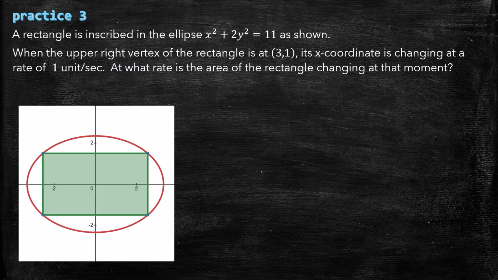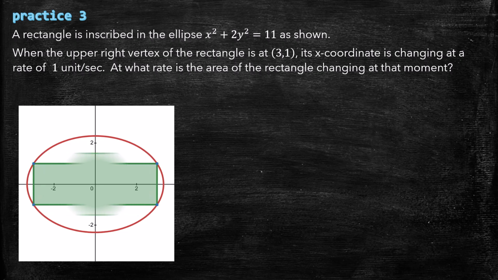So let's have a look. So we have, let's just get the one, there we go. That upper right coordinate is at (3, 1), and we'd like to know how fast the area is changing. So we sort of have our diagram and the variables set up already.